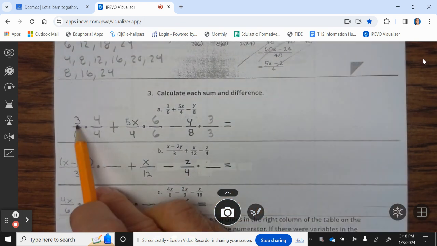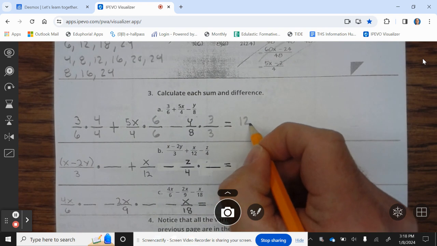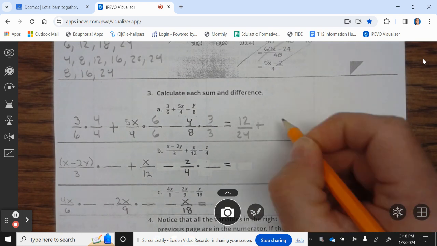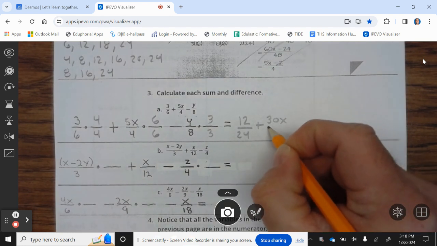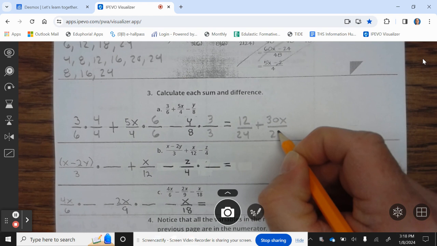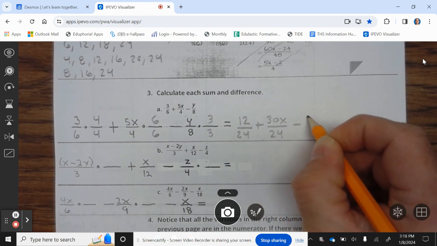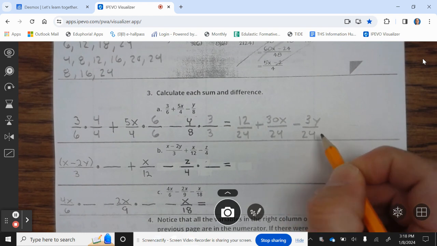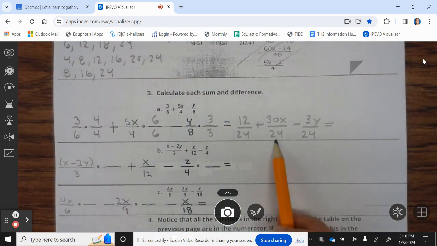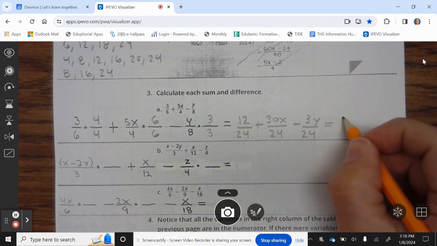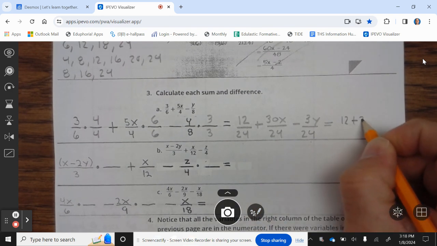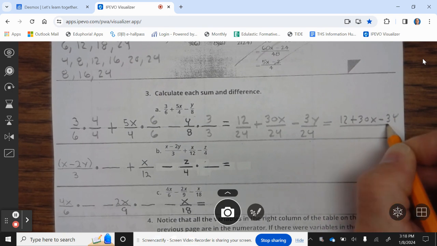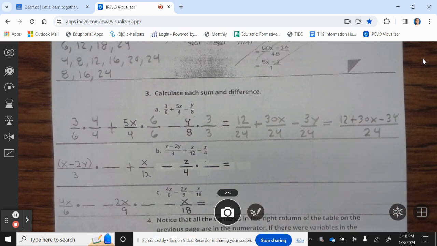Okay, so then that's 3 times 4 is 12, divided by 24, plus 30x divided by 24, minus 3y divided by 24. Now, they all have the same denominator. We can combine the numerators, so that just becomes 12 plus 30x minus 3y divided by 24.